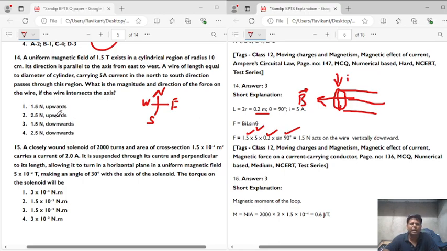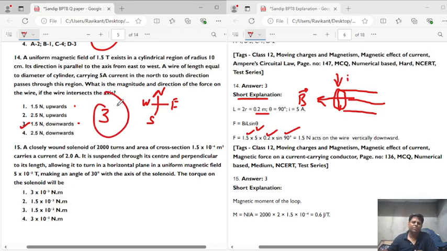So we have two options with that magnitude of 1.5 Newton. We need to find the direction as well, either upward or downward. Using Fleming's left-hand rule, the magnetic field is in the east to west direction, and the current is this. So the force will be in the downward direction, that is into the plane of the paper. So we'll write it as downwards. Option 3 has the downward direction, so the correct answer for question number 14 is 1.5 Newton and downward direction, option 3.